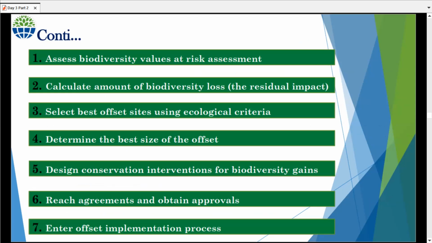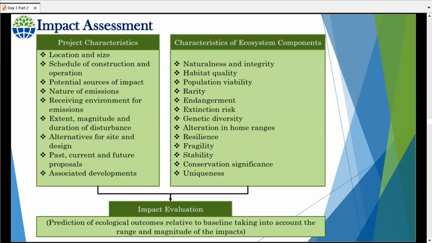First, assess the biodiversity value at risk, whatever it is, from the baseline scenario. Then we have to calculate the amount of biodiversity loss, which is known as residual impact. Under this calculation, we have to select the best offset to be applied, and then determine the best size of offset, meaning how much compensatory size, whatever we are going to design as the conservation intervention for the biodiversity gain. Then reach an agreement, a memorandum, then obtain approval, and after approval, enter into the offset implementation process like a conservation plan. If a conservation plan is required, after approval of the conservation plan, you have to go for implementation of this conservation plan for the particular area or industry area.